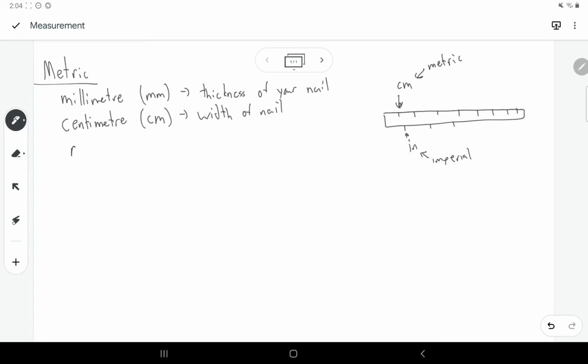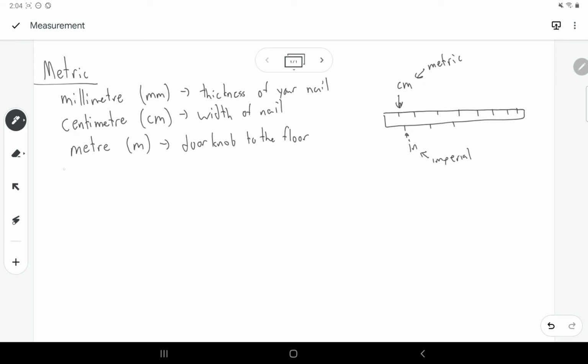Now we come up to the one that everybody should know, the meter. This is what's called a base unit. There's no modifier, it's just m. If you were to look at a door, it's the distance from a doorknob to the floor. It's also about the size of your leg, but that's less than standard.